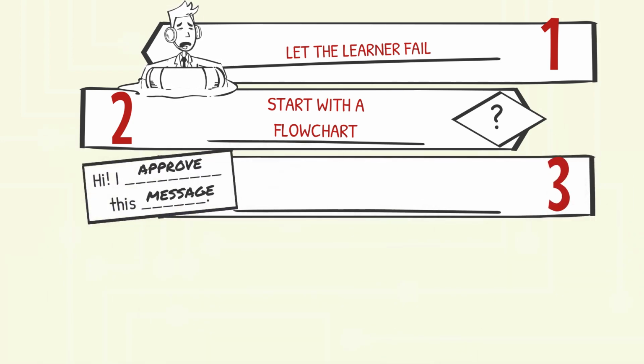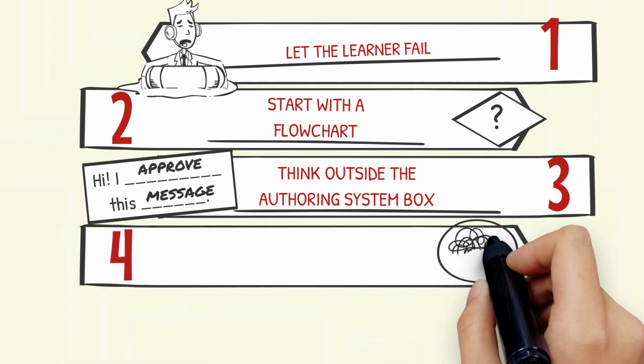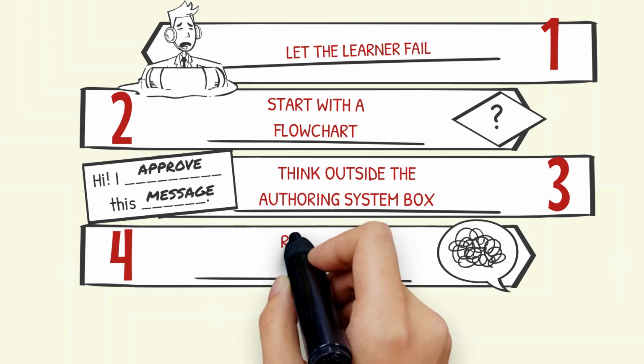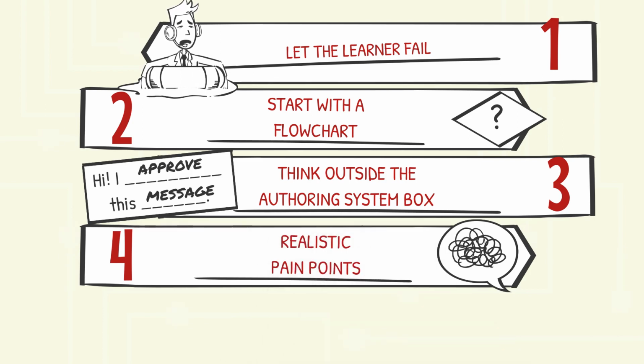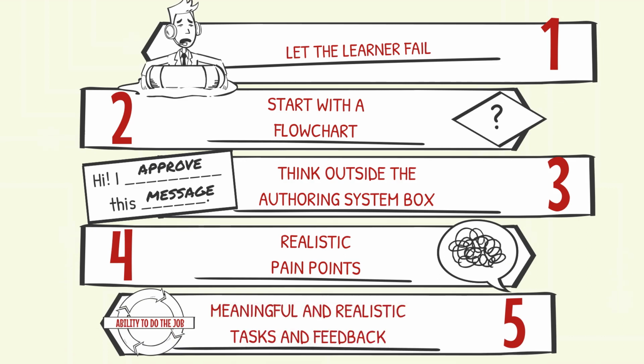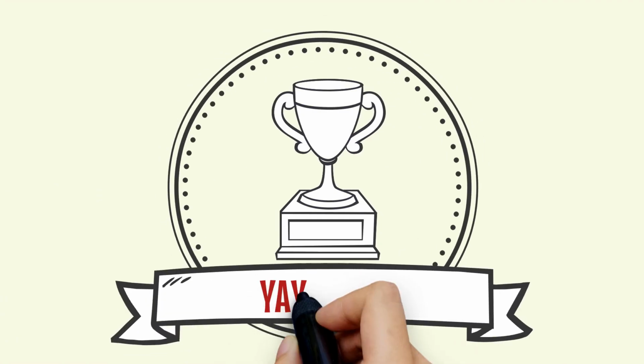3. Allow yourself to create meaningful interactions and then problem solve your way into making them happen. Think outside of the authoring system box and make it work for you, not the other way around. 4. Don't be afraid of hurting the learner's feelings. A realistic pain point is tempered by the recognition that, yup, that could happen. And finally, 5. You must learn the ins and outs of the process yourself and probe deeper for meaningful and realistic tasks and feedback. The result will be something better than the learners asked for and will keep them coming back for more.